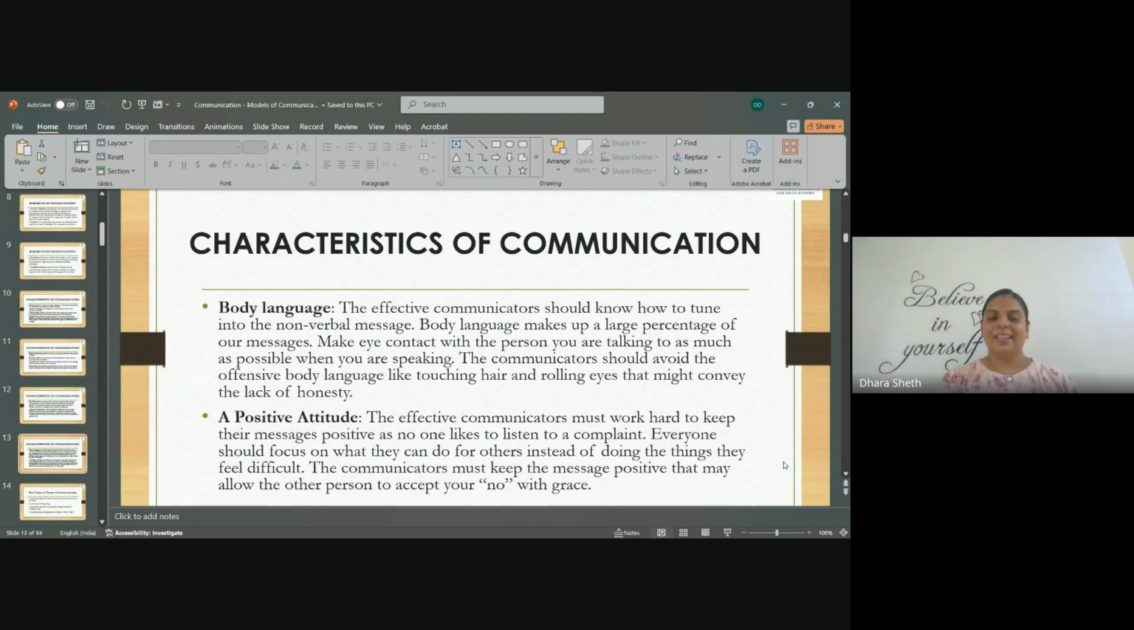Positive attitude. Now consider all these characteristics keeping in mind that we are talking mainly about teachers and educators. We are preparing for UGC NET. A positive attitude. So effective communicators must work hard to keep the messages positive, as no one likes to listen to a complaint. Focus on what you can do for others instead of the things they feel are difficult.